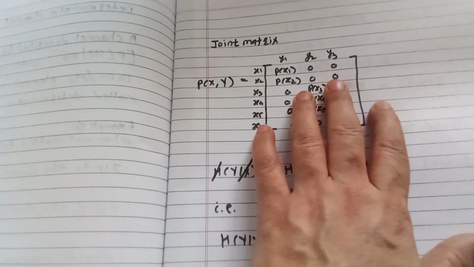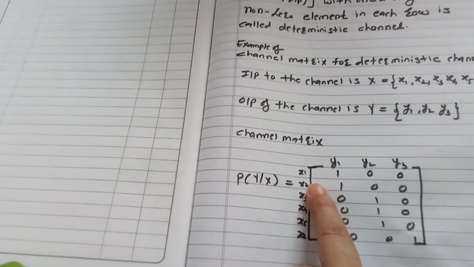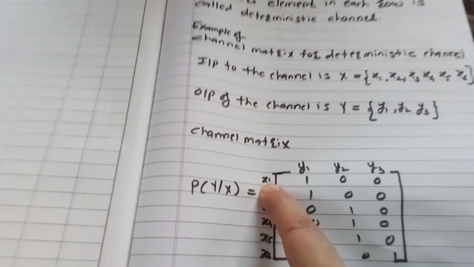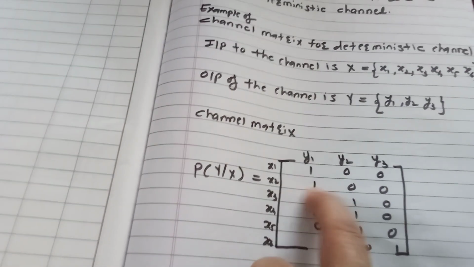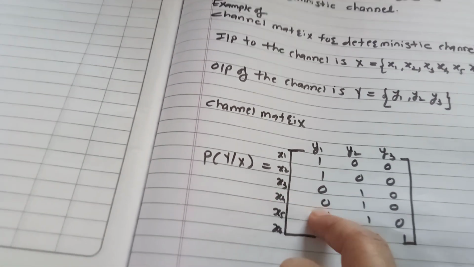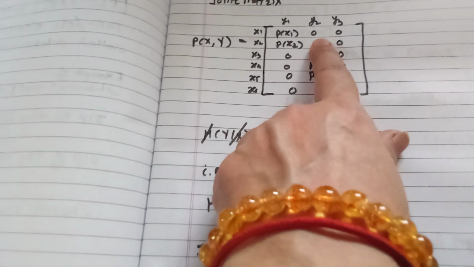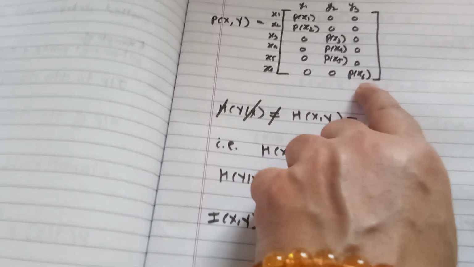Then we obtain the joint matrix. You already have seen that the joint matrix can be obtained from the channel matrix by multiplying each row with the corresponding input probabilities. So this row is multiplied with p(x1), this with p(x2), this with p(x3), p(x4), p(x5), p(x6). The same is written here. 0 multiplied by p(x1) is 0. So we get p(x1), p(x2), p(x3), p(x4), p(x5), p(x6).